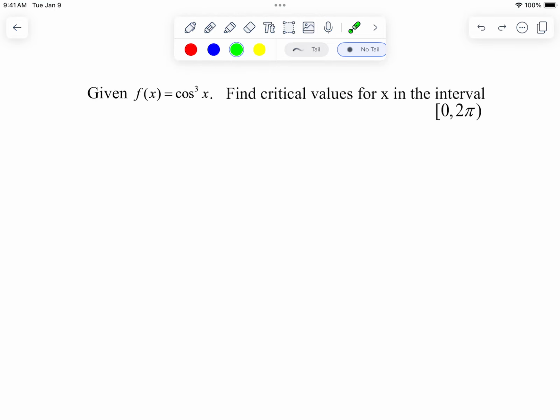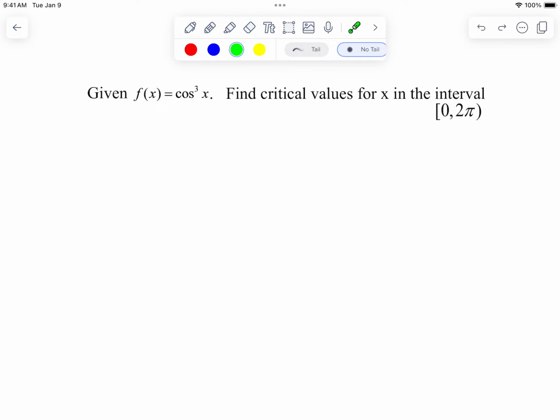So given f of x equals cosine cubed of x, find the critical values for x in the interval 0 to 2 pi. So notice here, all we're doing is finding our critical values. We are not doing anything with the critical values, just finding the critical values. Also, can anyone tell me why we have the interval 0 to 2 pi? Anyone? Come on. All right, you're being a little shy. That's fine. So remember, we want the interval 0 to 2 pi because technically there's going to be an infinite amount of critical values. So having the interval 0 to 2 pi is just going to limit that so that we don't have to write the infinite amount.